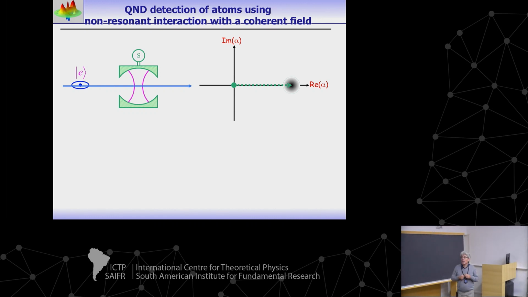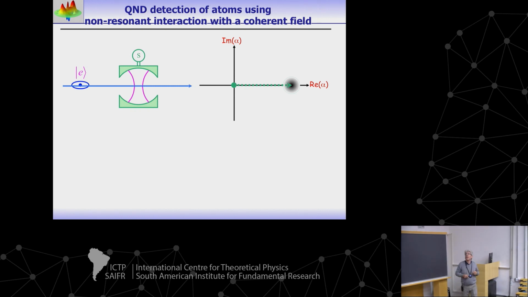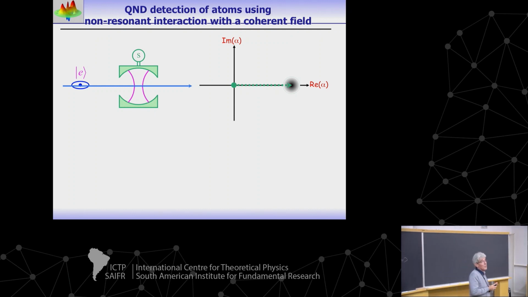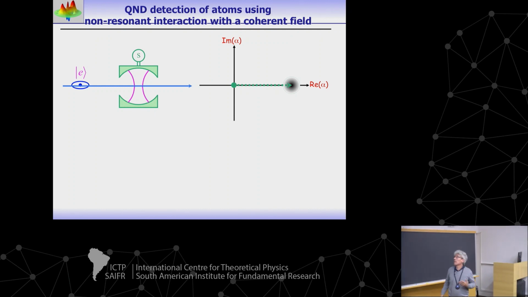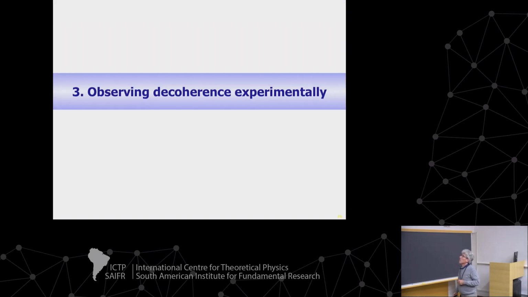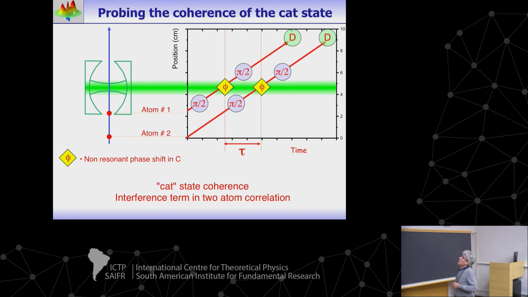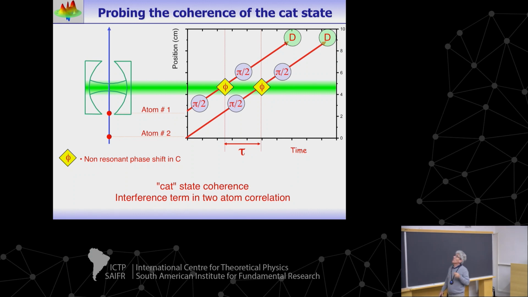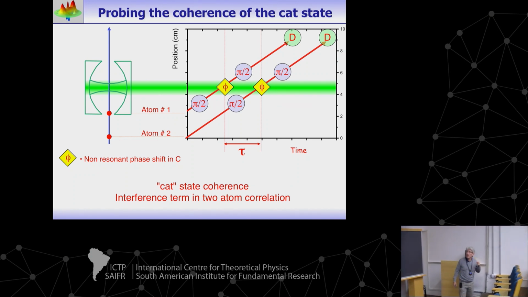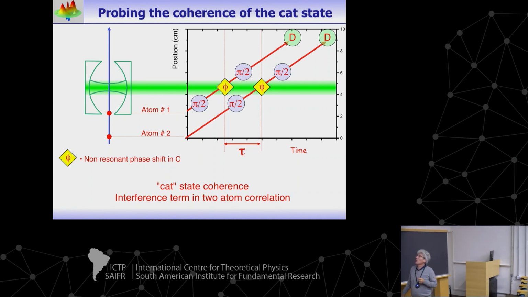Okay, so now I go to the experimental demonstration of this, basically the experimental preparation of a Schrodinger cat state and characterization of its decoherence. So here I present the first experiment we performed. Not the very best cavity I described yesterday, but the first cavity which reached the strong coupling regime.